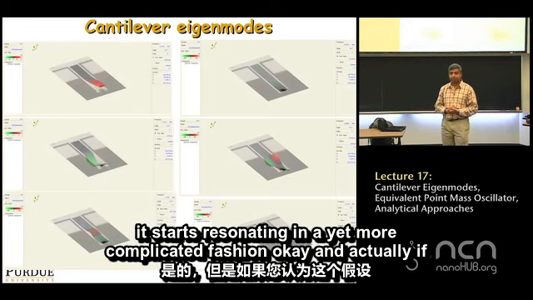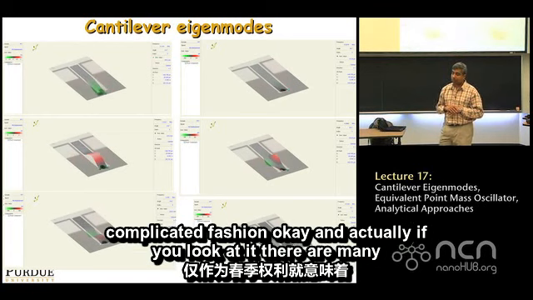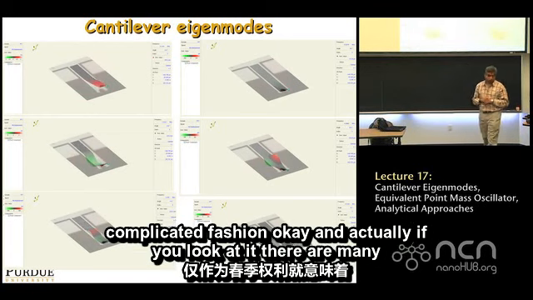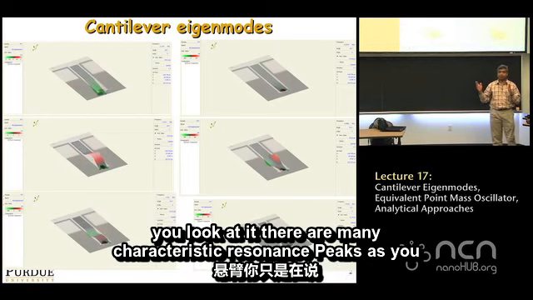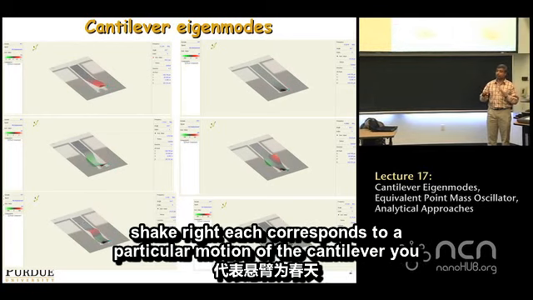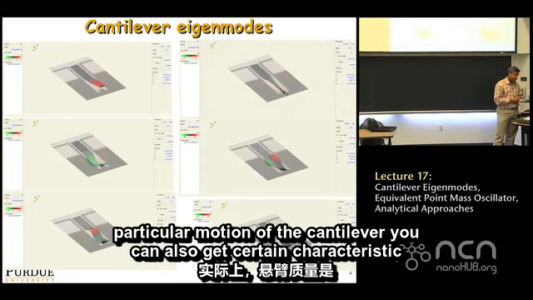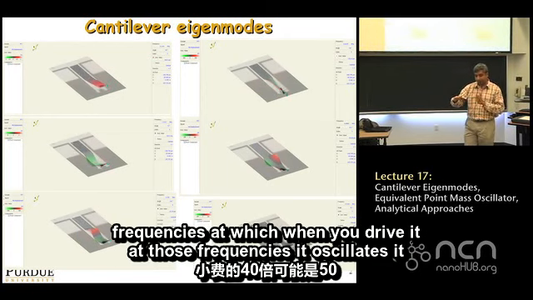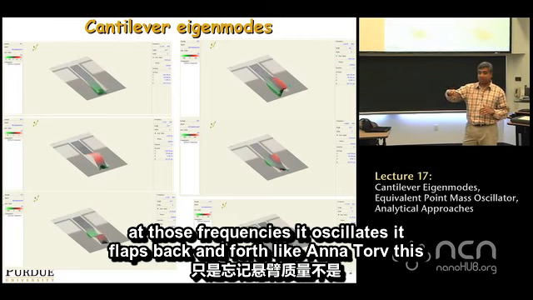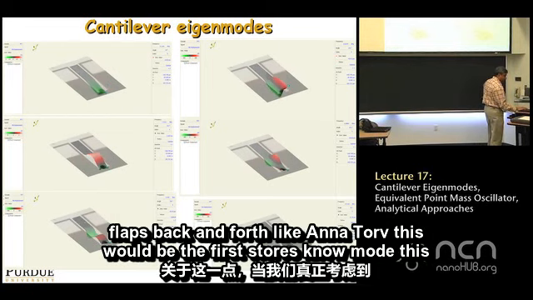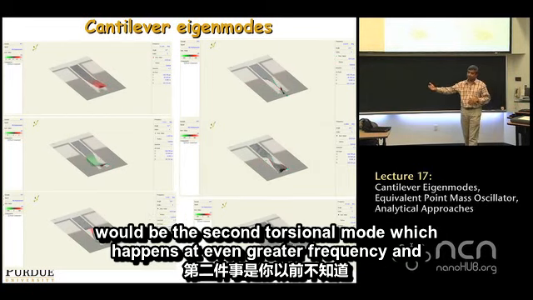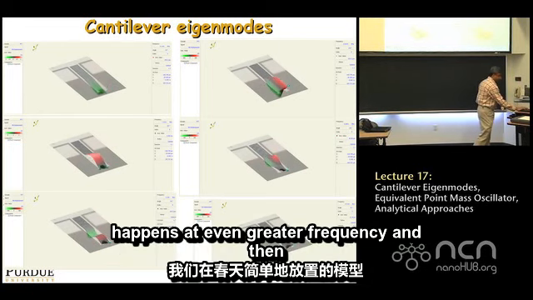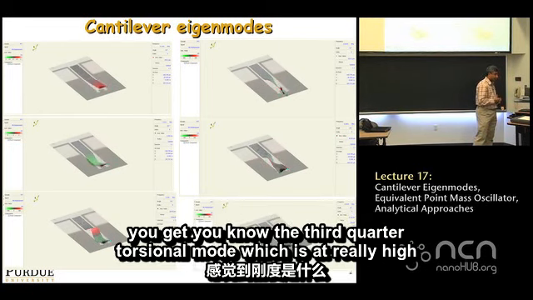Okay? And actually, if you look at it, there are many characteristic resonance peaks as you shake, right? Each corresponds to a particular motion of the cantilever. You can also get certain characteristic frequencies at which, when you drive it at those frequencies, it oscillates, it flaps back and forth like in a torsional mode, okay? This would be the first torsional mode. This would be the second torsional mode, which happens at even greater frequency, and then you get the third torsional mode, which is at really high frequency.